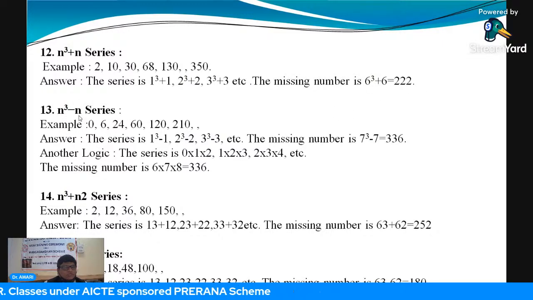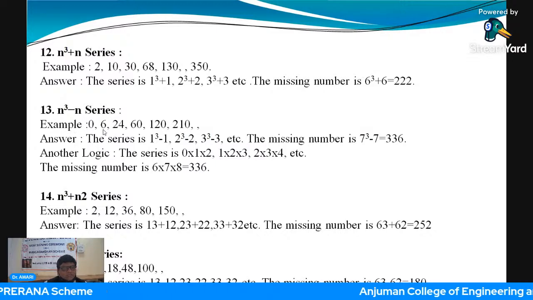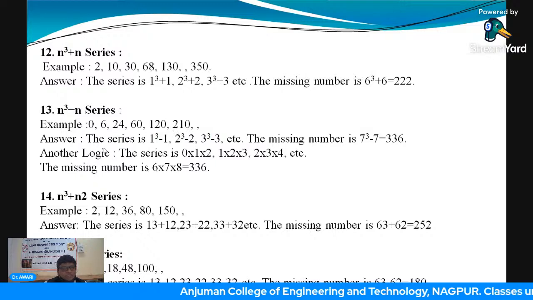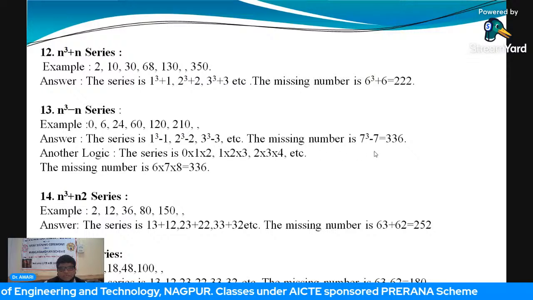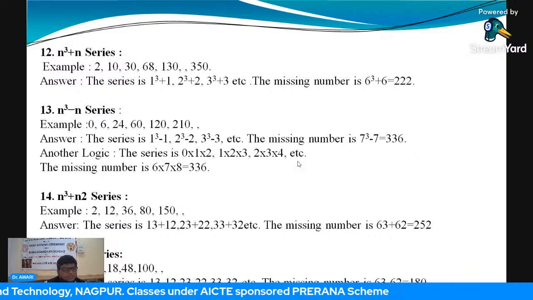The n cube minus n series, for example 0, 6, 24, 60, 120, and 210. The series is 1 cube minus 1, 2 cube minus 2, 3 cube minus 3. The missing number is 7 cube minus 7, 336.